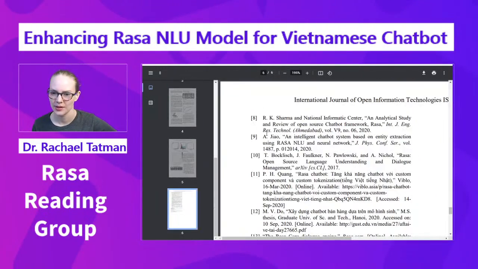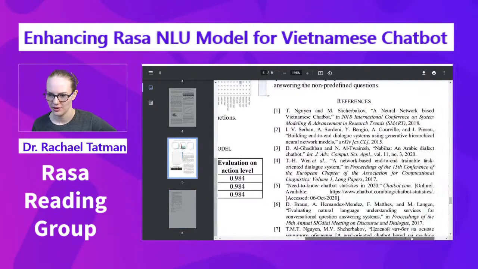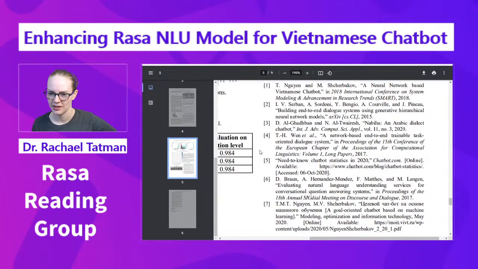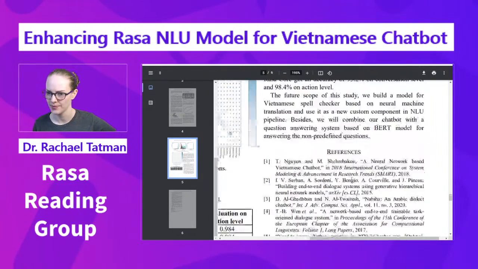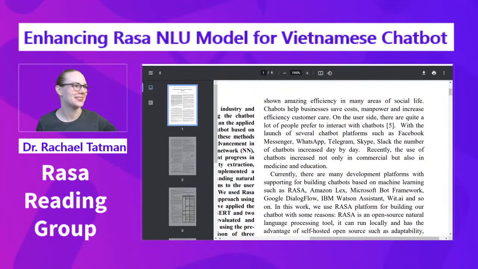That's interesting. So that was paper 5 here. Need to know chatbot statistics in 2020 from chatbot.com. So this is probably some sort of industry survey. And I don't know, there might be some bias for the types of questions asked by chatbot.com, but we can look into that another day.